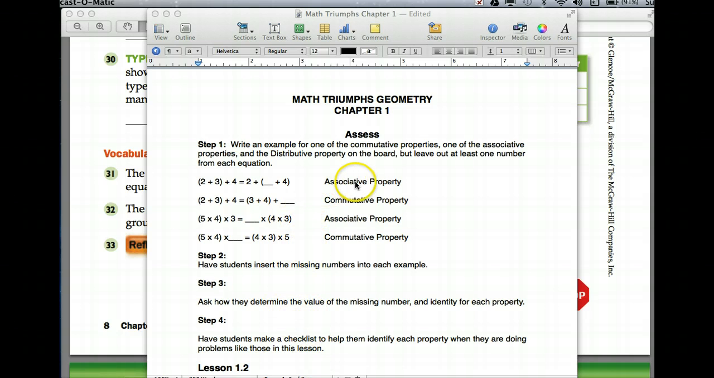What are you looking for with the associative property? What are you looking for with the commutative property? And the difference between multiplication and addition. So make yourself a few notes and then you'll be turning that in to me.